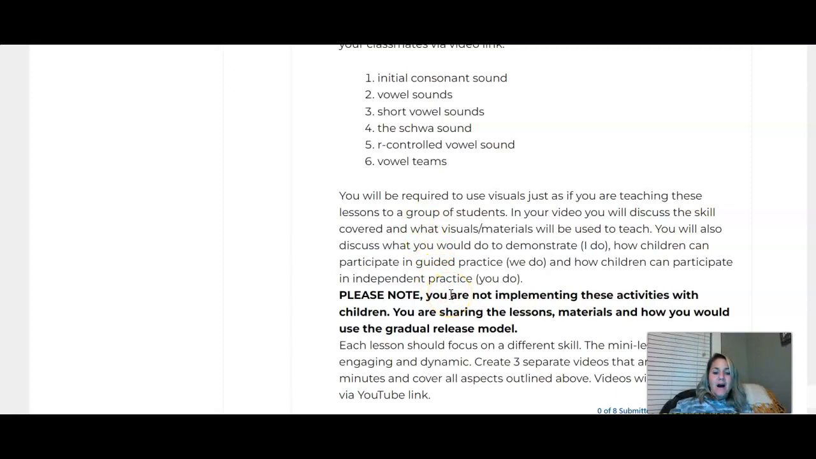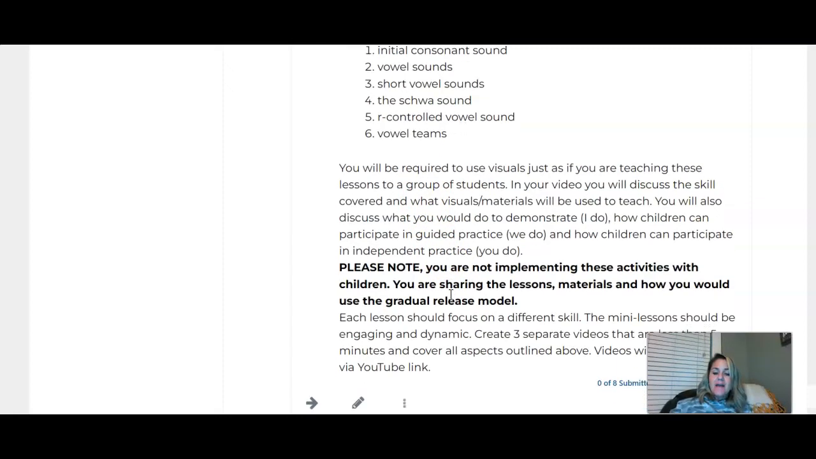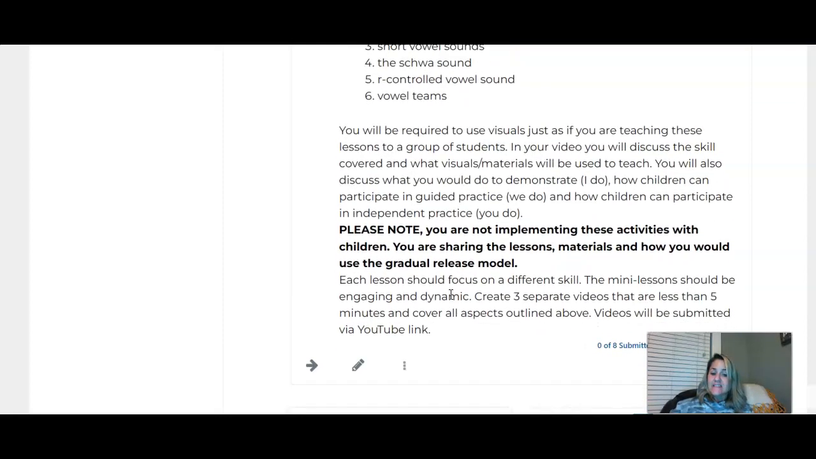So, be sure to read the instructions carefully. Make sure all 3 of your videos are separate and they last less than 5 minutes. This is a mini lesson, so it's quick. And make sure you share via YouTube link or some other video submission link, not an actual video uploaded, because it is too large for the system to handle.